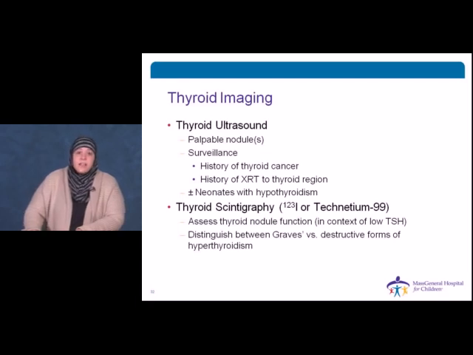The second modality that we commonly use is thyroid scintigraphy, or what I'll refer to as an uptake scan. We use either 123 iodine, which is mildly radioactive, or technetium-99, and both of these are basically radioactive scans. And these are taken up when the thyroid gland has avidity for iodine. So these are useful to assess thyroid nodule function in the context of hyperthyroidism when you think you may have an autonomous nodule, or they're useful, as I'll talk about in a minute, to distinguish between Graves' disease versus destructive forms of hyperthyroidism.